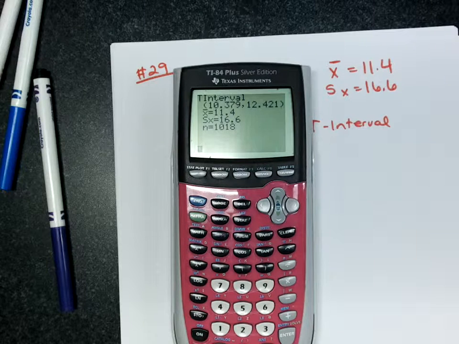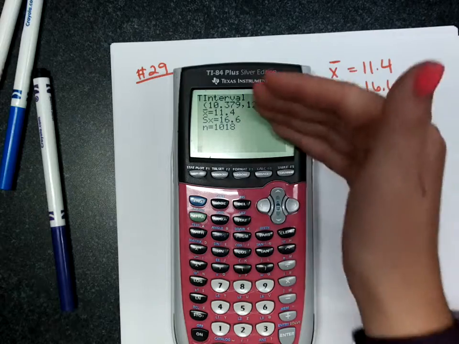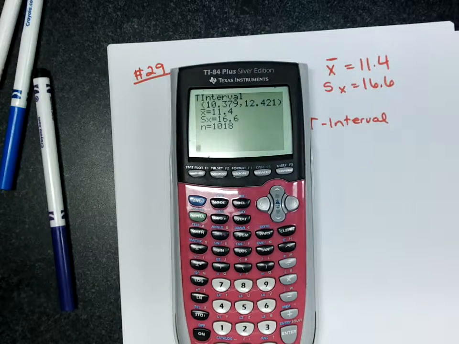It says to round to 2 decimal places, so we'll do that when we type in the answer. First number would be 10.38, and the second number would be 12.42. And that's it. So if it just wants you to spit out the confidence interval, you can use the intervals in the calculator to help you do that.